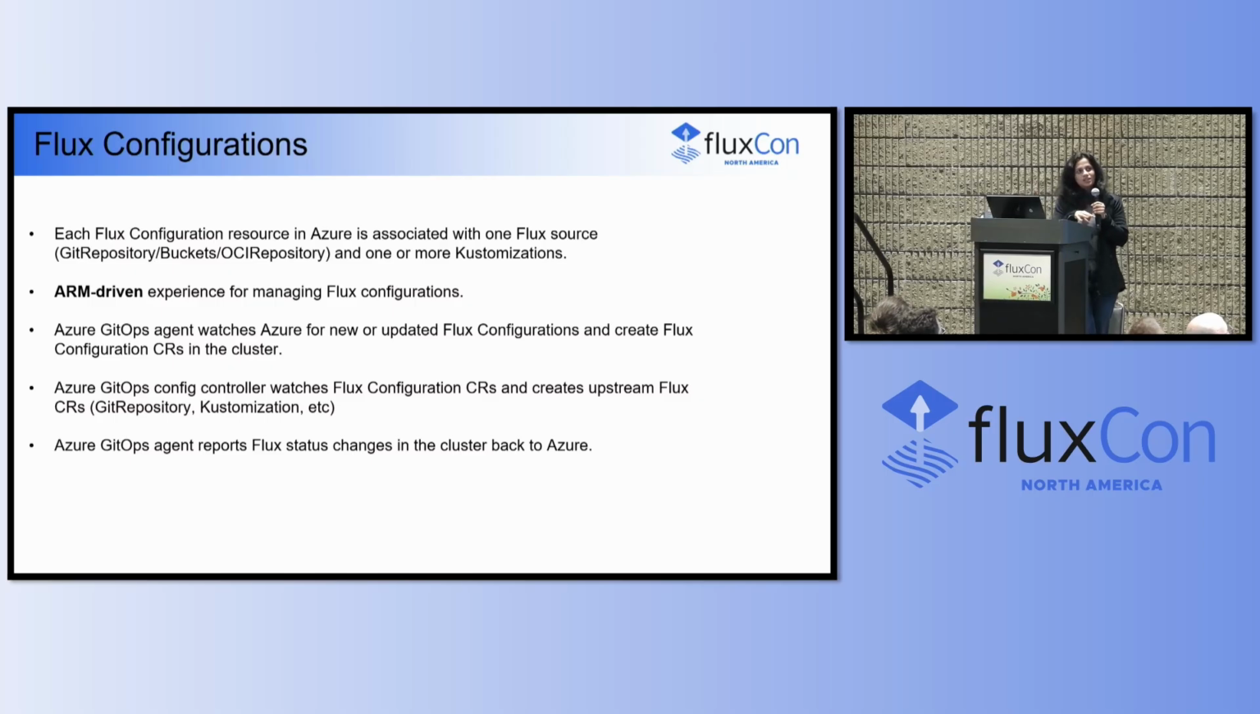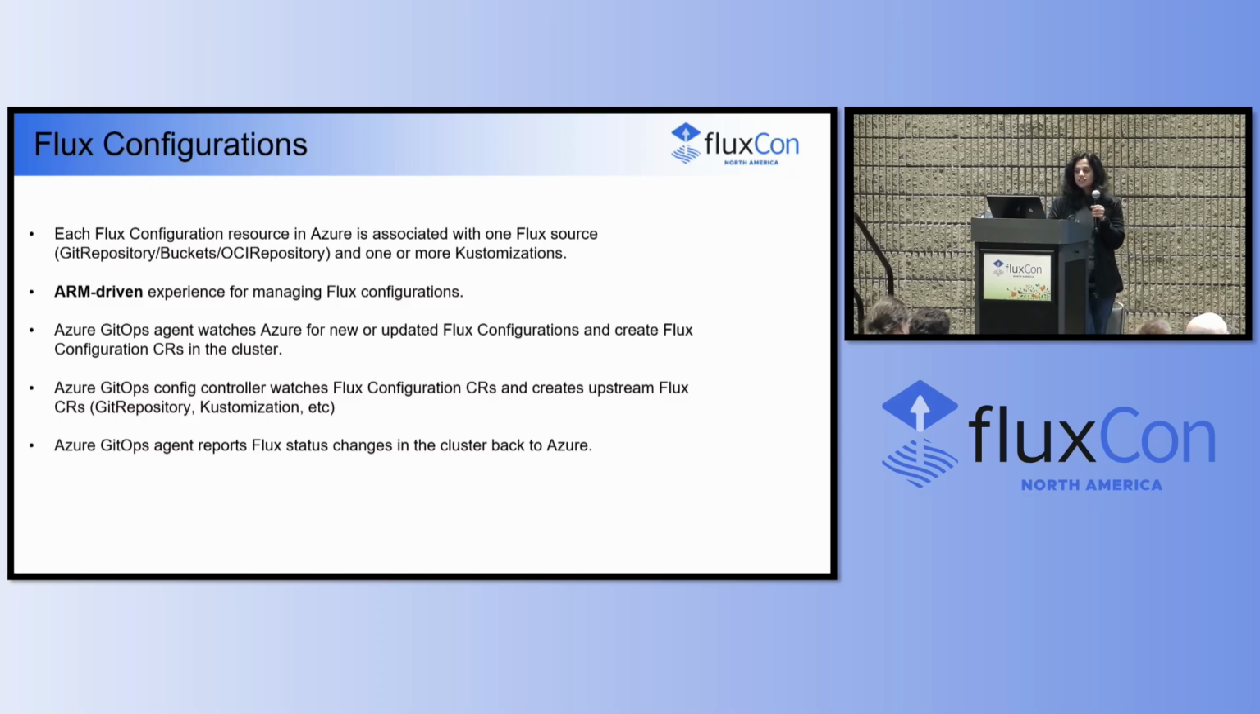So we started with the cluster. We either Arc-enabled it, and we set up Flux as a cluster extension. The last step to complete this process is to set up Flux configurations. This allows you to associate sources and your customizations with your Kubernetes cluster. Just like the cluster extension, the Flux configuration also provides an ARM-driven experience. That is, you can interact, configure, and manage your configurations using Azure APIs.